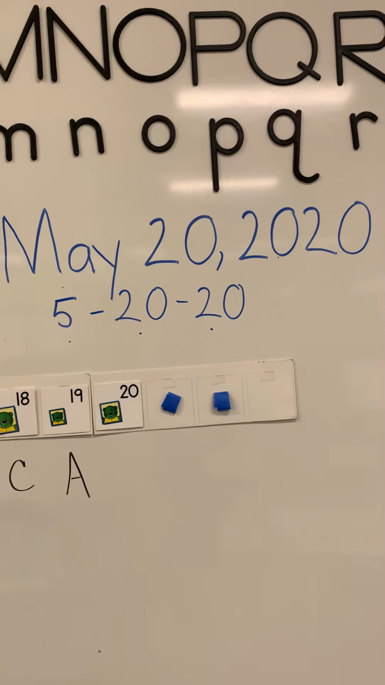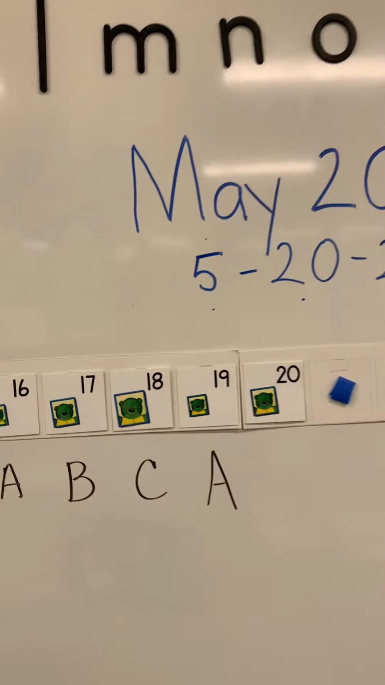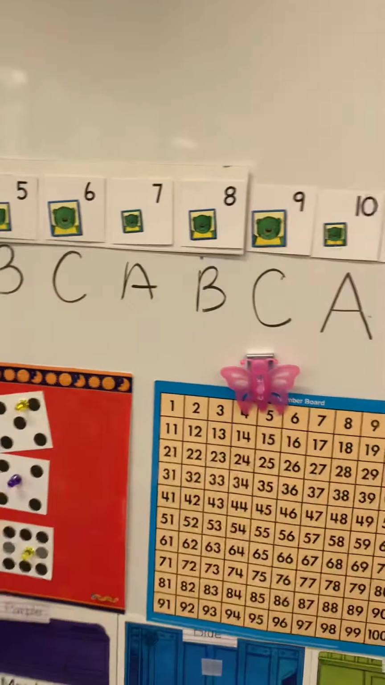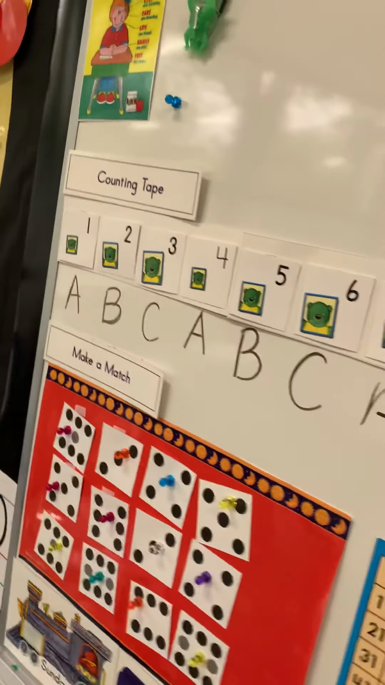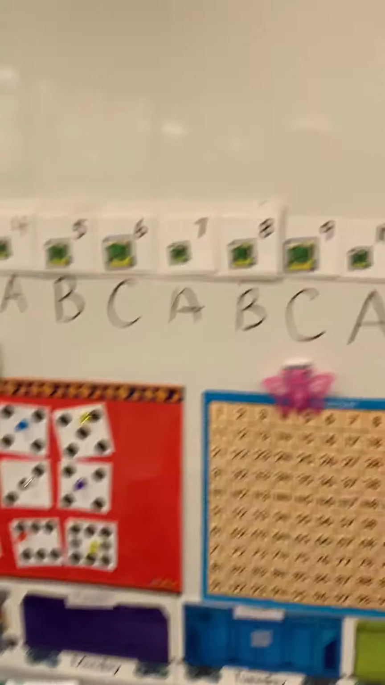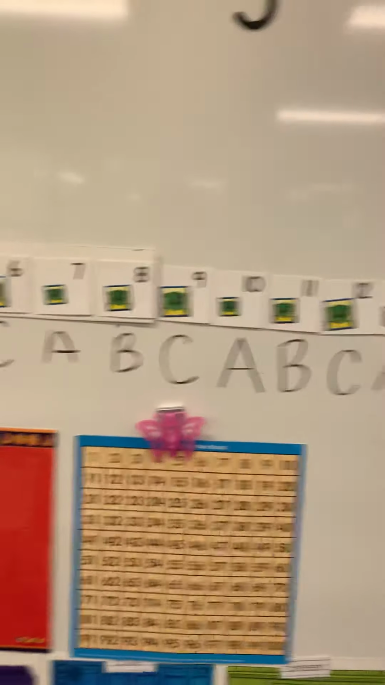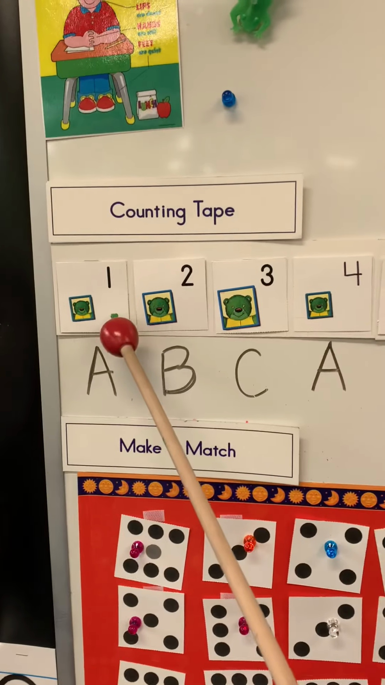Okay, so I have added a number to our counting tape. So let's just go ahead and count up our counting tape for the month of May. And remember, when we get into the teens, we're going to say the other way to say teens, okay? So let's try it. Here we go.